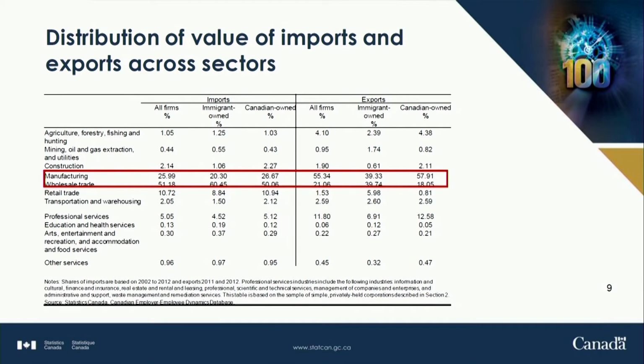This is the distribution of the value of import-export across sectors. The two highlighted industries are manufacturing and wholesale. That's almost accounting for 80% of all trade within the sample, right? And especially the wholesale trade sector is more important for immigrants. Within the immigrant-owned firms, 60% of all import value is contributed by the wholesale sector, and only 50% for Canadian-owned. Right? And for export, almost 40% of all exports within the immigrant-owned firms are coming from the wholesale sector, as compared to only 18% for Canadian-owned firms.